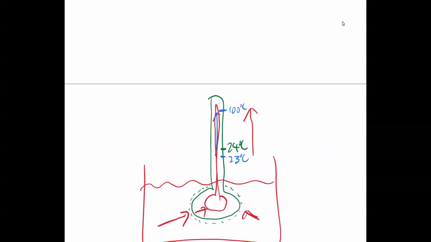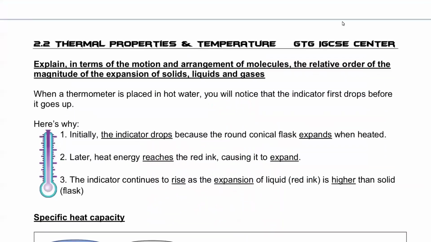So if you look at the notes here, initially the indicator drops because the round conical flask expands when heated. That's the first thing. Then after that, the heat reaches the red ink, meaning the heat penetrates through the glass already, causing it to expand. The red ink, which is alcohol, right? The indicator continues to rise as the expansion of red ink is higher than the expansion of solid.